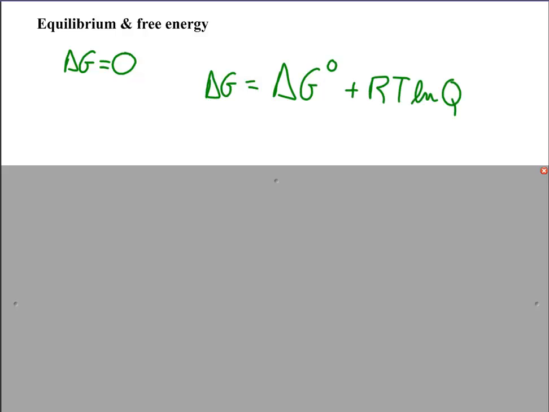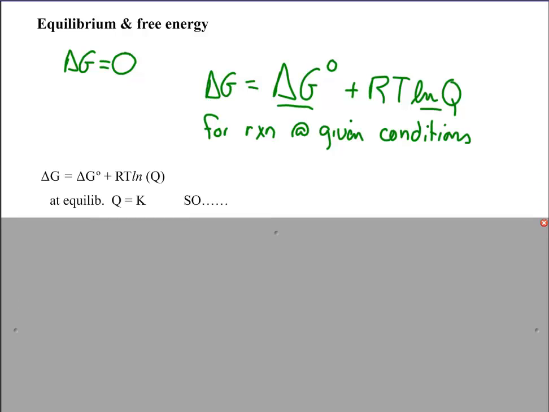So, for a given reaction, at a particular set of conditions, the change in free energy is equal to the standard change in free energy, that's delta G0, plus RT ln Q. R is the gas constant, our buddy 8.31, and it's in joules. T is temperature in Kelvin, and ln, guess what? Natural log, and Q. Q is the reaction quotient. So there's our equation. Remember, at equilibrium, Q equals K.